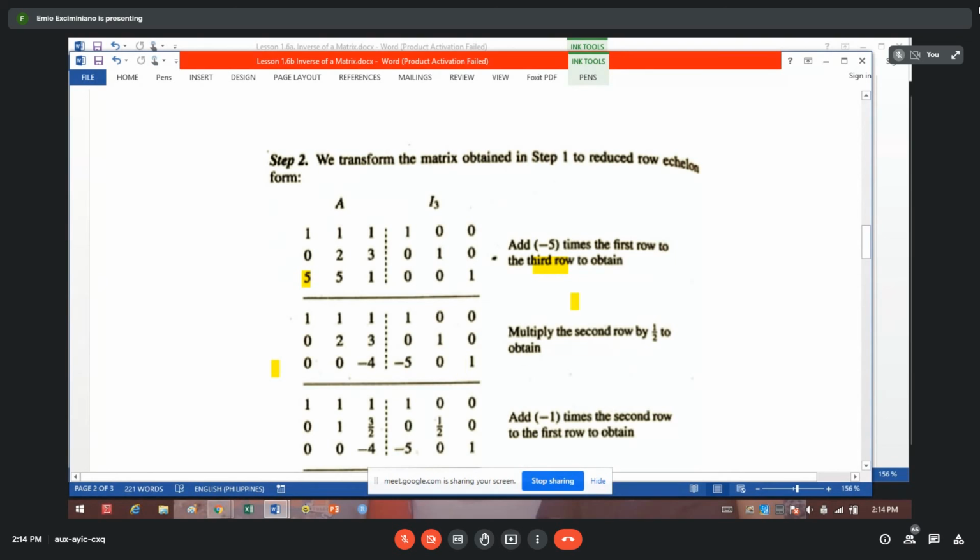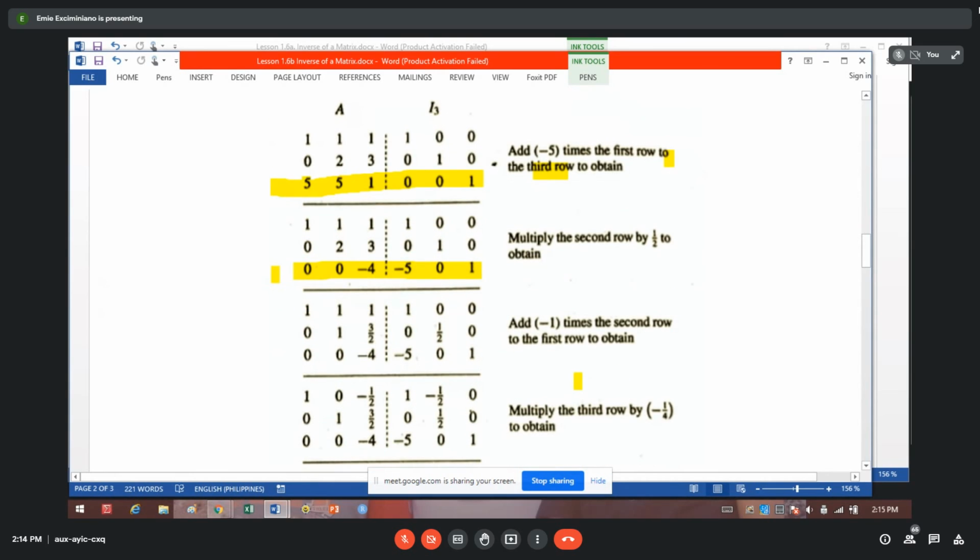Class, gagawin nyo itong activity na to sa lahat ng entries sa last row. Hindi pwedeng yung given matrix lang. Sa lahat yan. You see? Nagbago lahat ang values nitong last row. Okay? And then, what's next? Ito, gagawin mong 1. Okay. Ginawa mo na niyang 0 to. Yung nasa taas nito. Okay, yan.